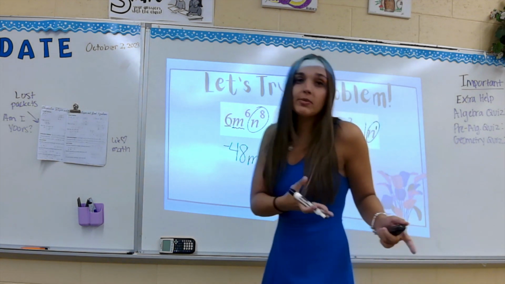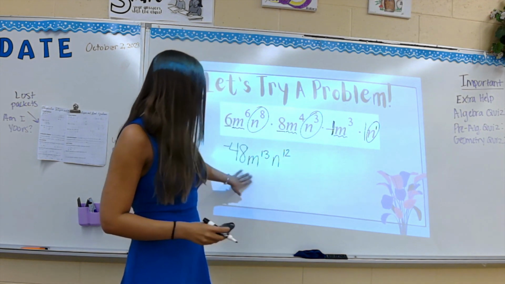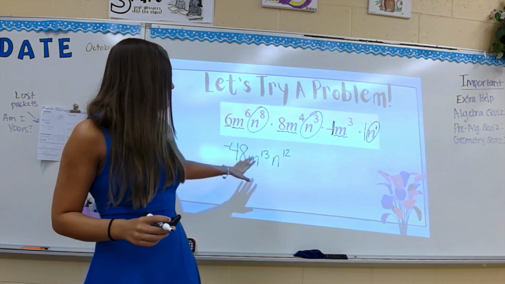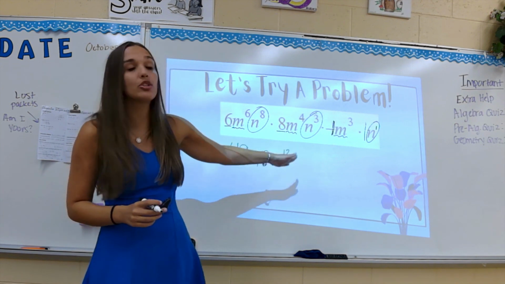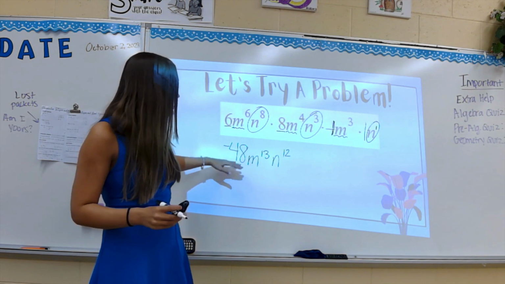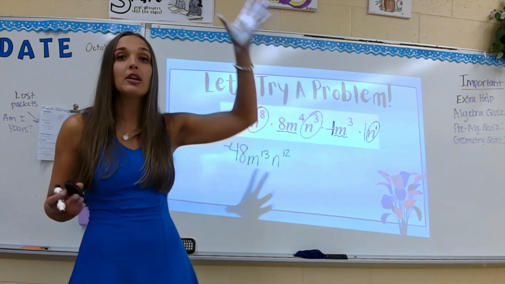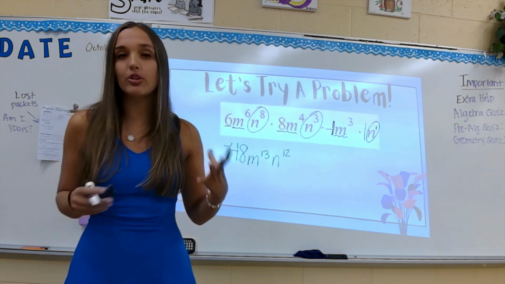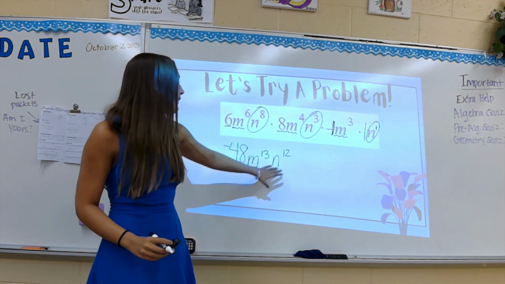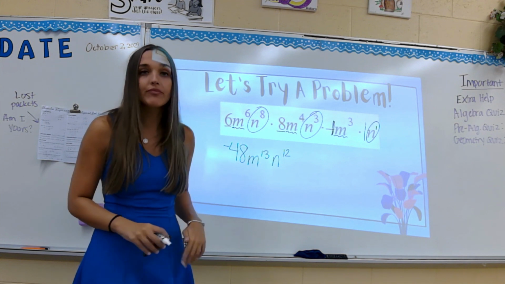A lot of my students ask me a very great question. Does it matter the order in which I put the variables? No, it does not matter. I could put -48, n to the 12th, m to the 13th. The only thing that matters is that the coefficient is in front. So you can't have the coefficient behind or in the middle. It just looks a little weird. So to be mathematically correct, put the coefficient in the front, and the variables could go in any order.